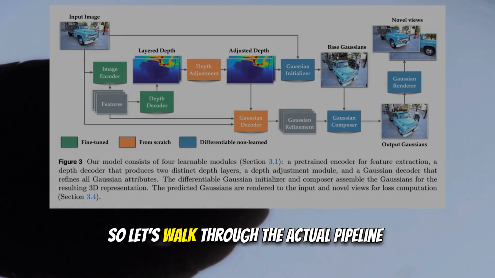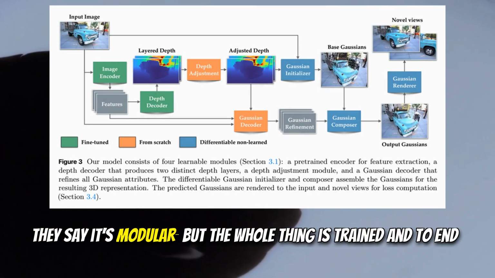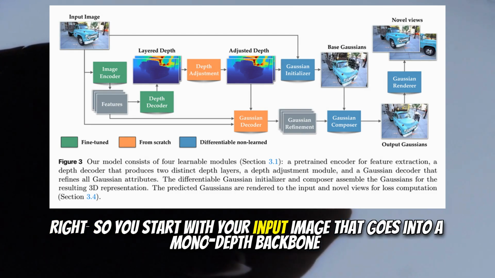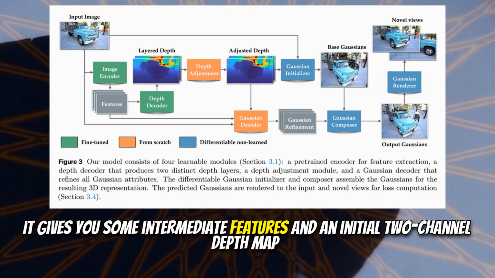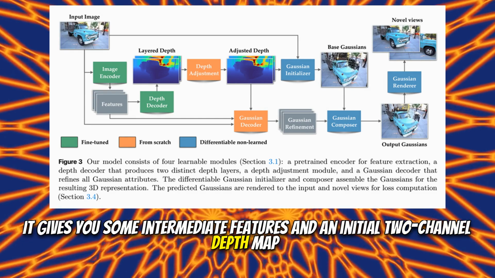Okay, so let's walk through the actual pipeline. They say it's modular, but the whole thing is trained end-to-end. Right. So you start with your input image that goes into a monodepth backbone. This is a really key component. It gives you some intermediate features and an initial 2-channel depth map.